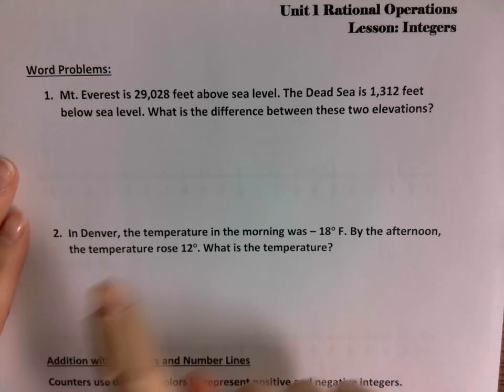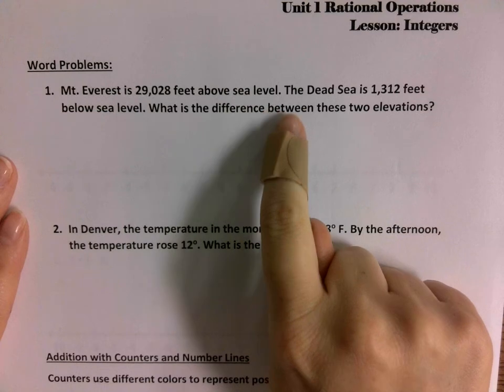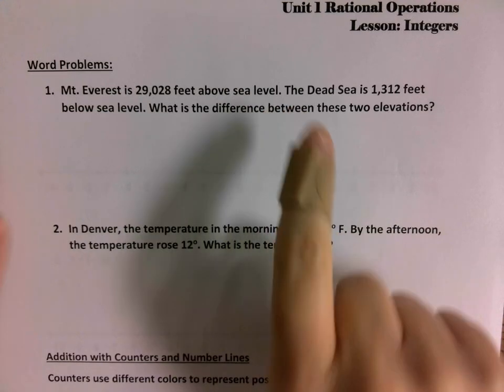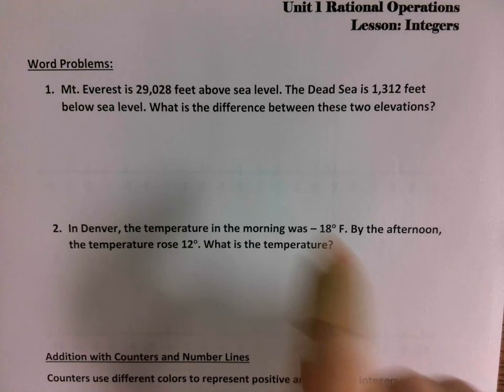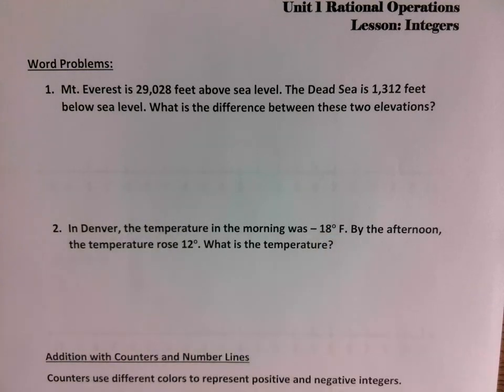Our word problems. It says Mount Everest. That's a mountain, right? Mount Everest is 29,028 feet above sea level. The Dead Sea is 1,312 feet below sea level. Okay, so you have two elements of the earth that are spread across a different range of elevations. We want to know what is the difference between these two elevations.